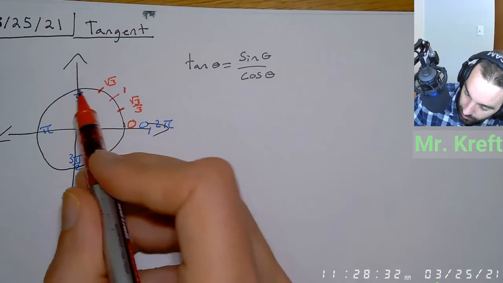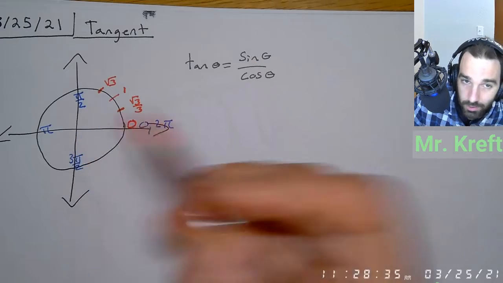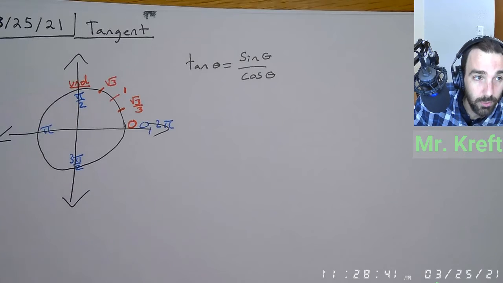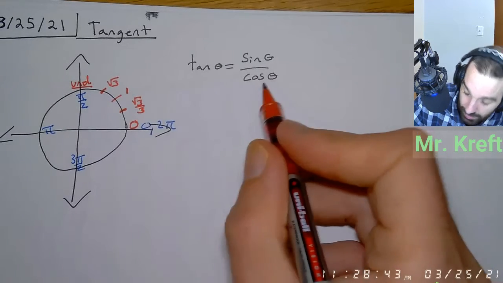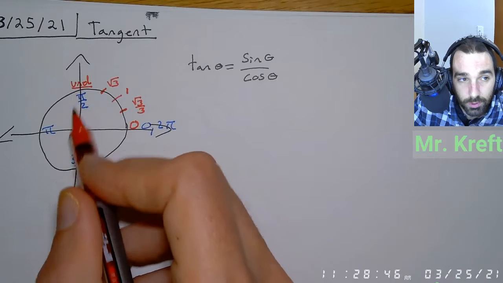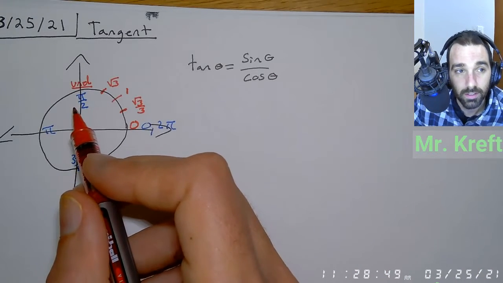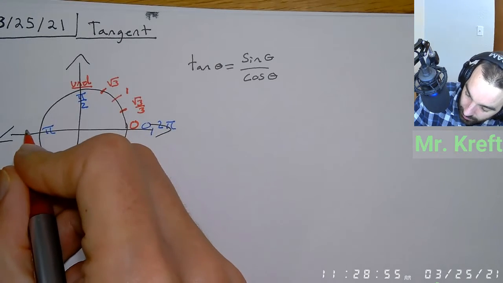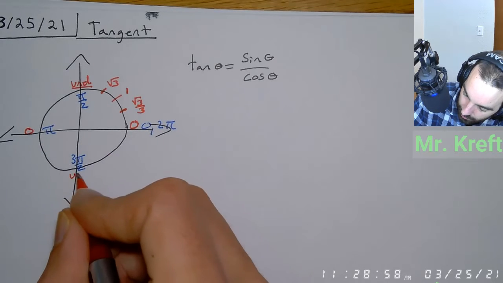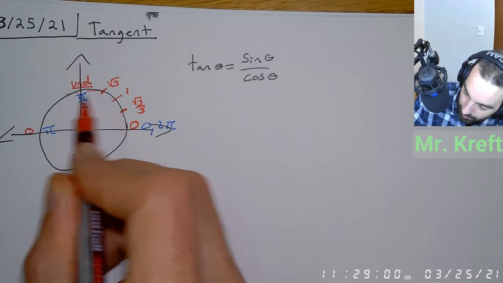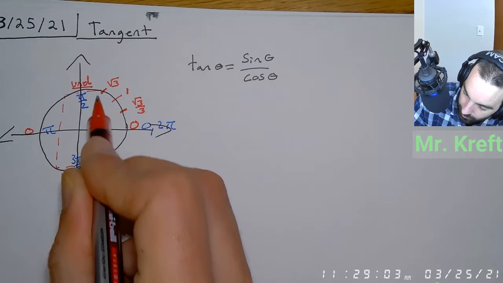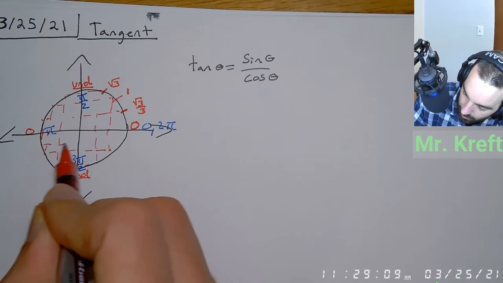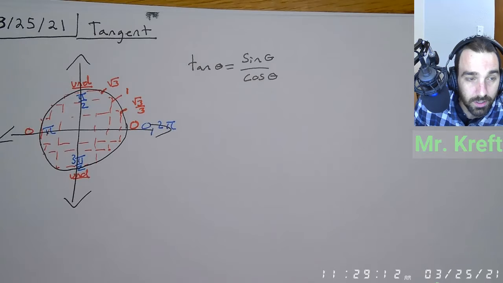And then here at the top, sine is 1, but cosine is 0, and you can't divide by 0, so that's undefined. The reason we have undefined here is because cosine of pi over 2 is 0, so you can't divide. Then this would be 0 again, this would be undefined again, and of course you're going to have symmetry. If you just get that first one, you have all that symmetry going on there.